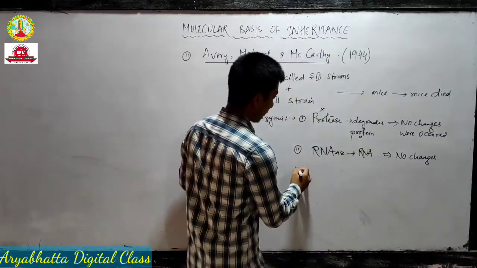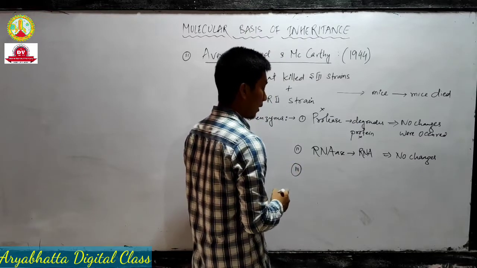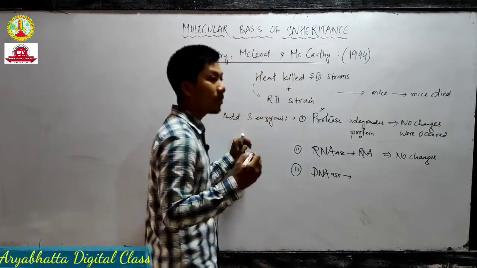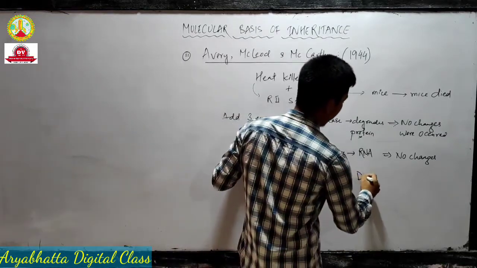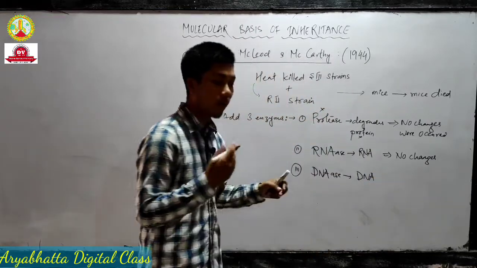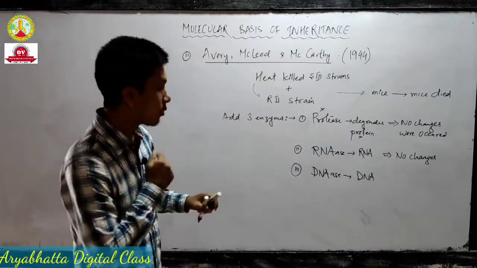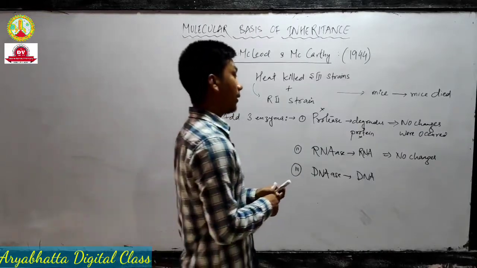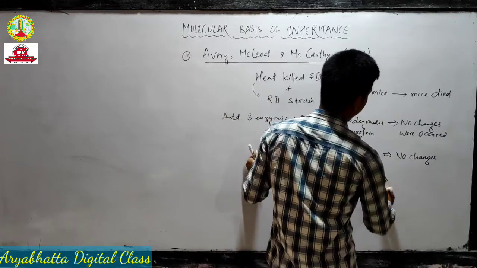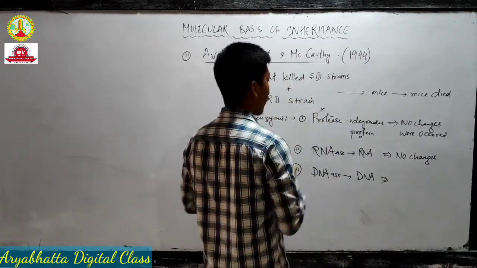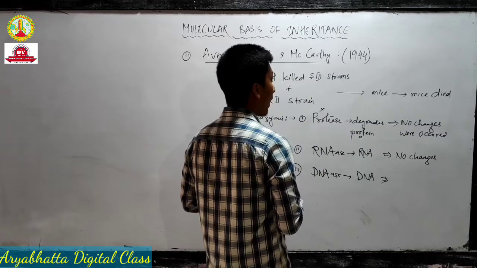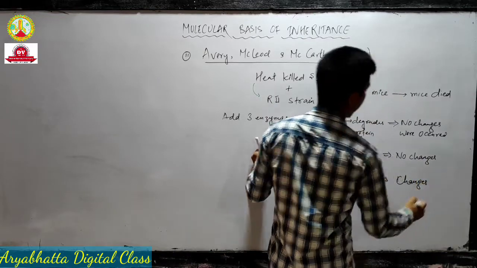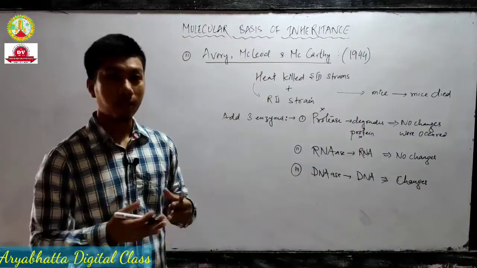Then in the third experiment, they used the DNase enzyme. DNase is an enzyme that degrades DNA. It breaks down the DNA molecule. Whenever we want to break a DNA molecule, we use this enzyme, DNase. When the DNase enzyme was injected, they found that the mice lived. Some changes occurred. Changes means the mice were alive.